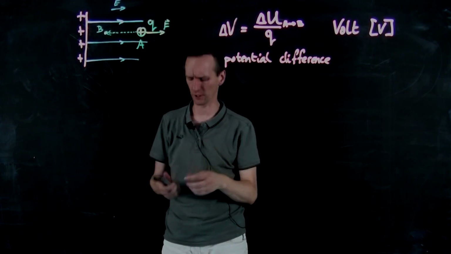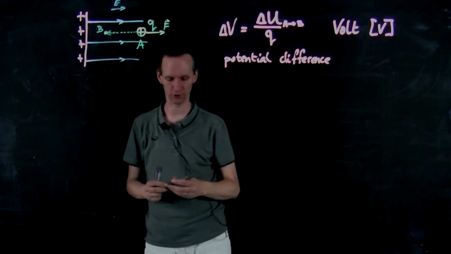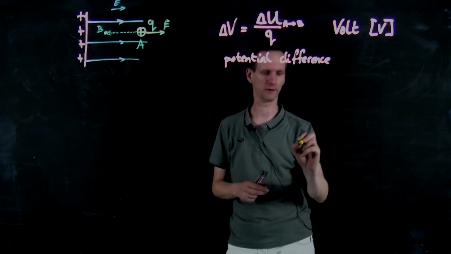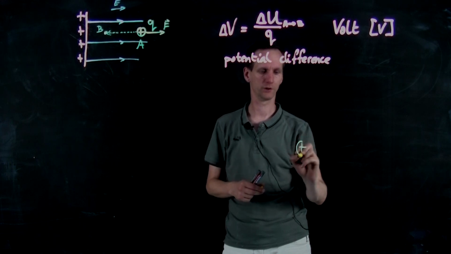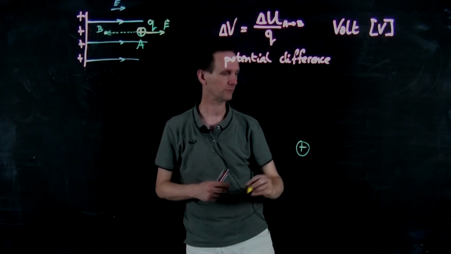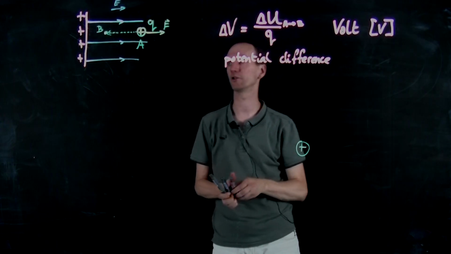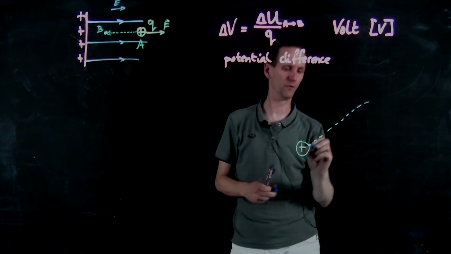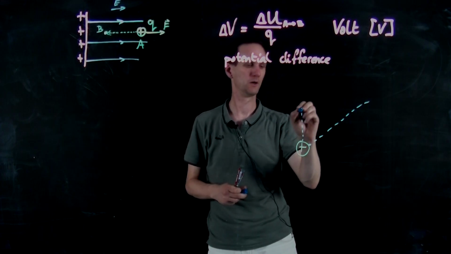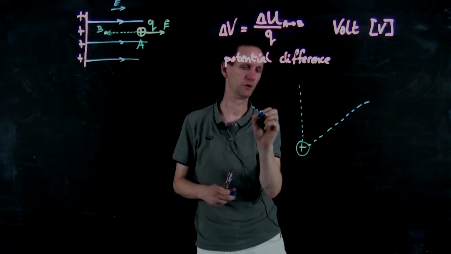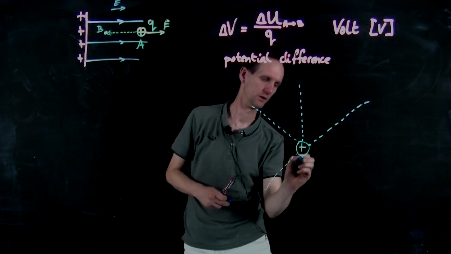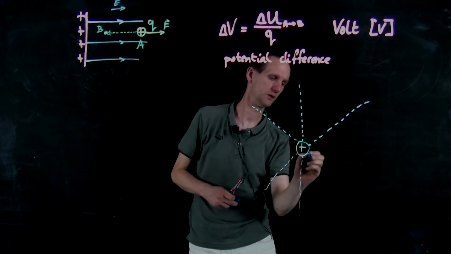Now, how come we speak about the potential? Well, if we look at an isolated charge, so I'll indicate a charge here, and we know again we have the electric field lines moving away from this particle, like this, like this, like this.